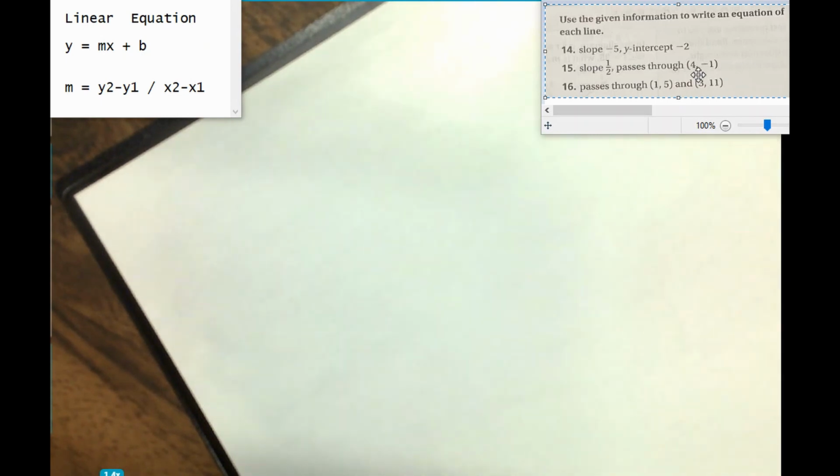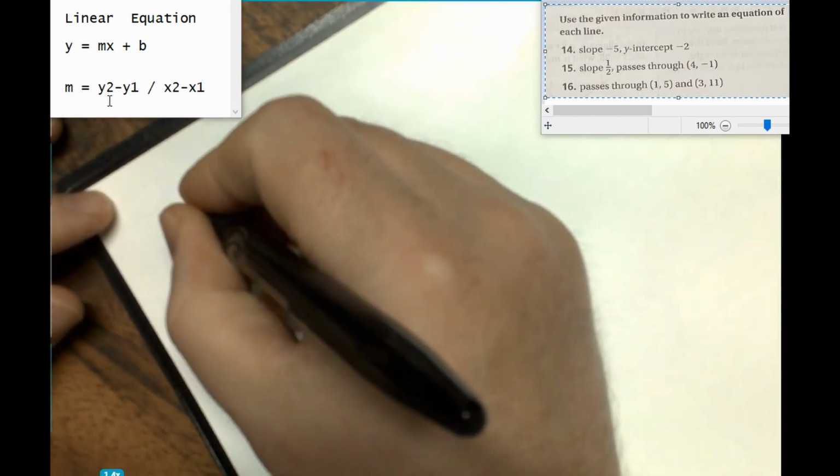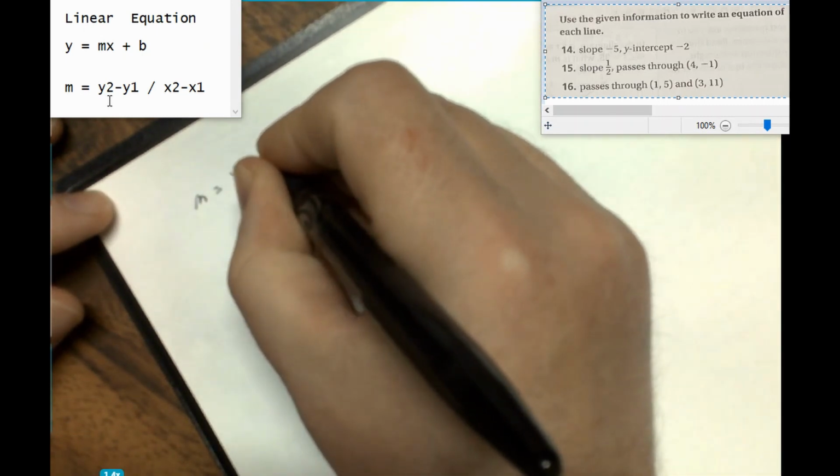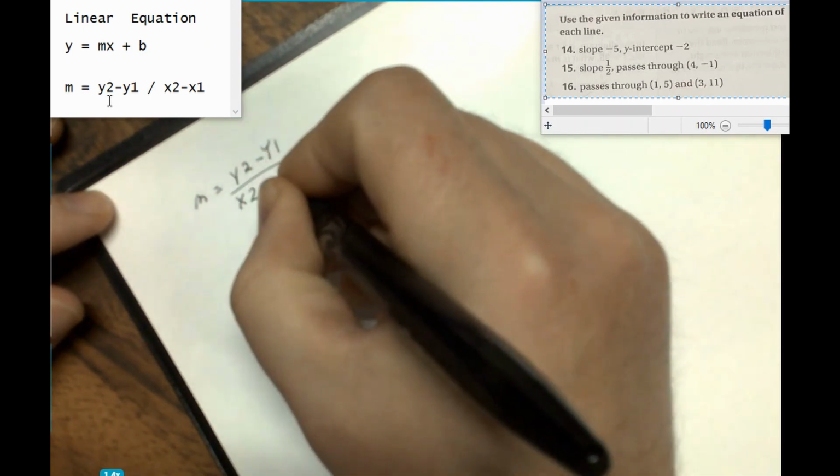Okay, so the final question is going to be the more difficult question, but that's okay. We're going to work through it. This one gives us two coordinates, 1, 5 and 3, 11. We're still going to need to put this into our linear equation as it's asking us to do, but we're going to have to find the slope for this one prior to providing the linear equation. In order to do that, we're going to use the slope formula, which is m equals y2 minus y1 over x2 minus x1.